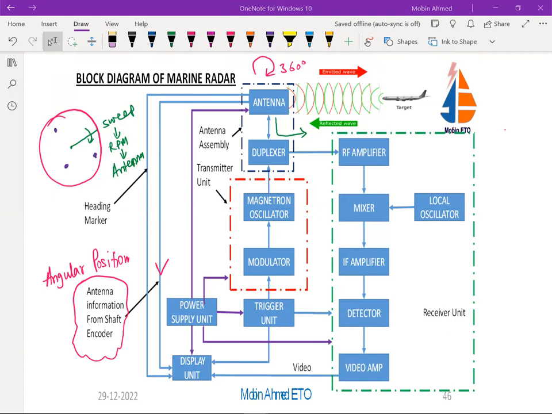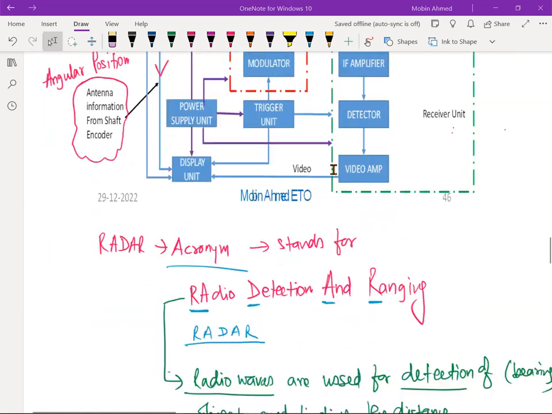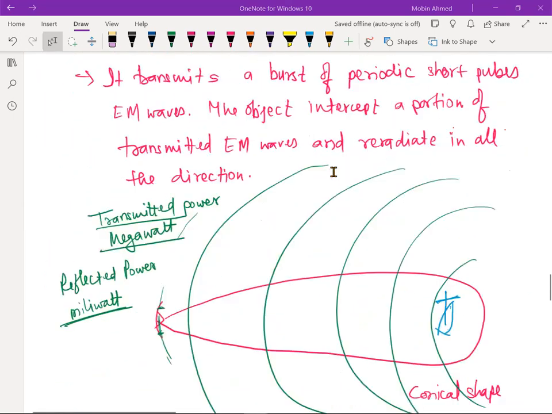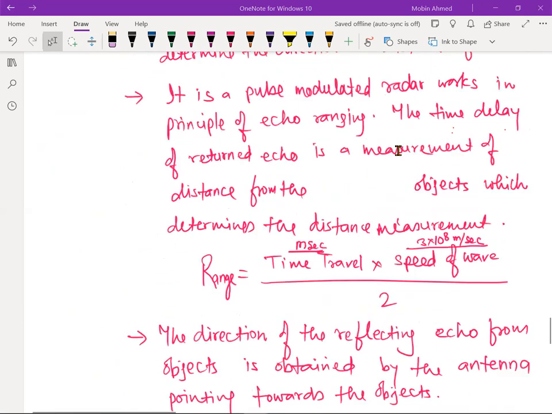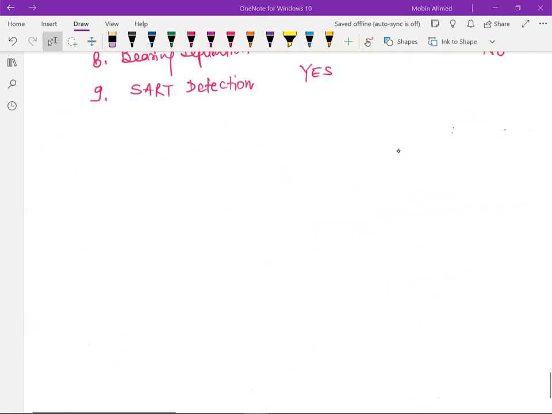Now, the performance monitor. There is a performance monitor that is attached to this one. This performance monitor, it is again as per the regulation only.